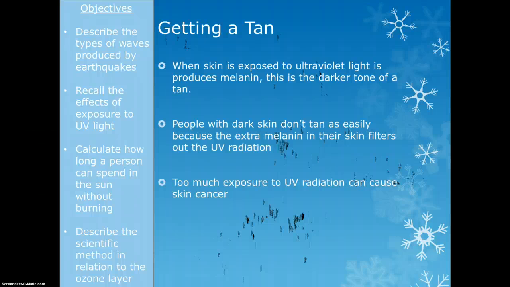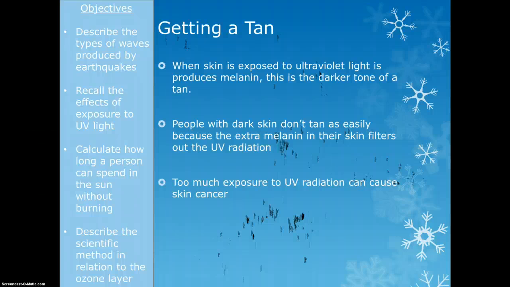So, getting a tan, what happens? Well, when your skin is exposed to ultraviolet light, it produces a chemical called melanin. And melanin is the chemical that causes your skin to be a darker colour. So when you get a tan, it's just that you've got more melanin in your skin.